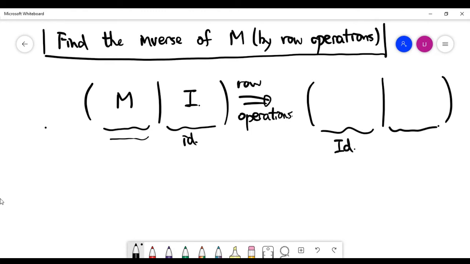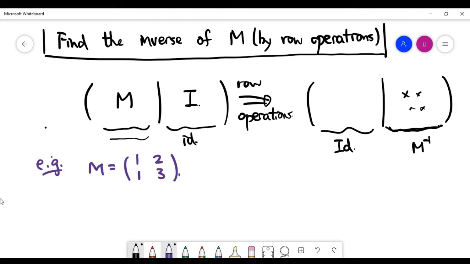And of course, if you do the row operations, the matrix on the right-hand side is changed, right? And whatever matrix you have there, it's going to be the inverse we want. This process is called the row operations to find the inverse of M. And let's look at a smaller case first.